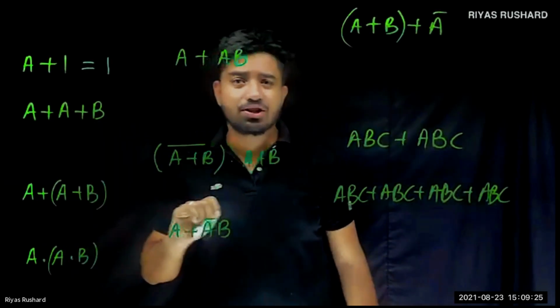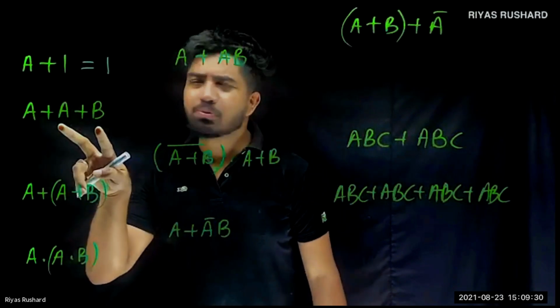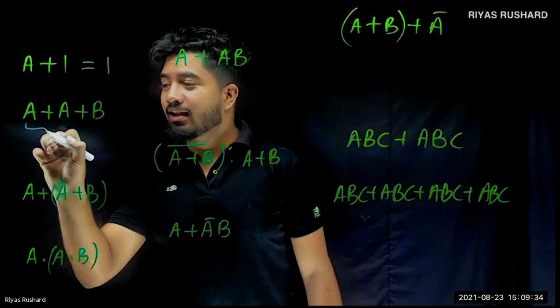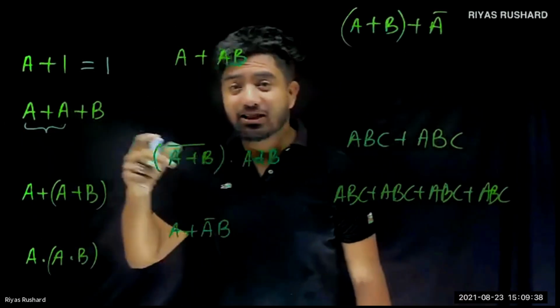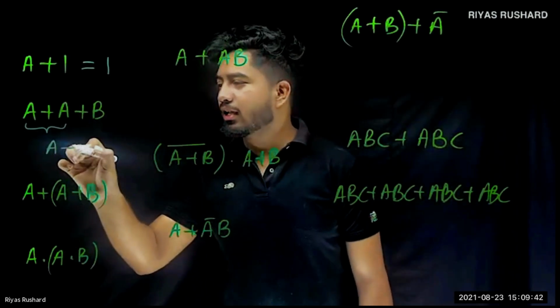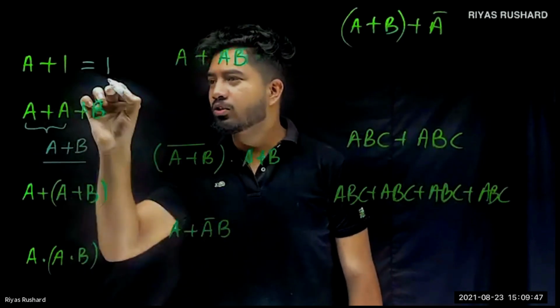If you take this expression, can we simplify? Yes. How to simplify? Can I simplify A and B? No. But I can simplify A and A. Anything you add with the same value, that is X plus X is X, so A plus A will be A. Can I simplify further? No. So this is the final answer.